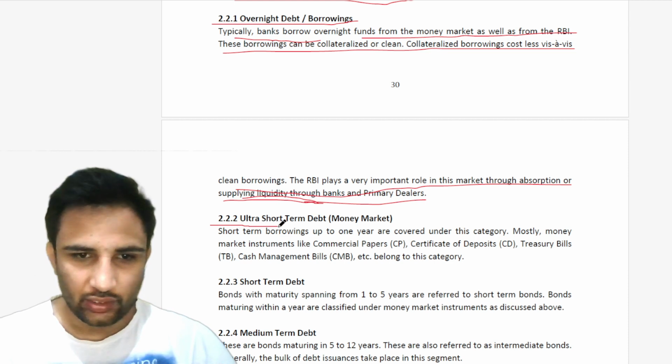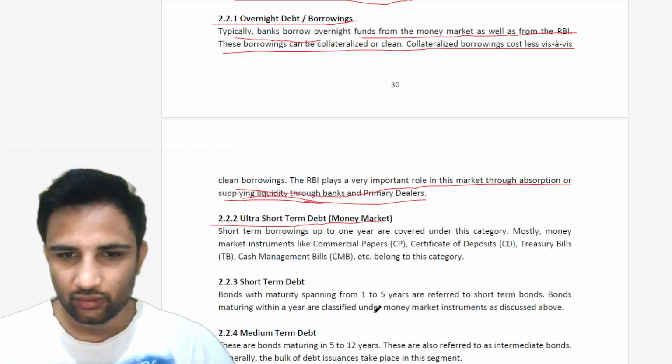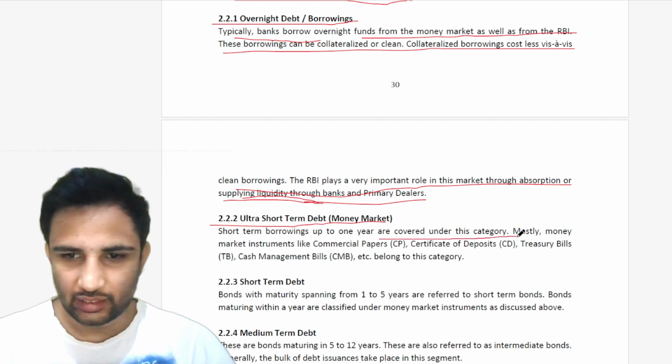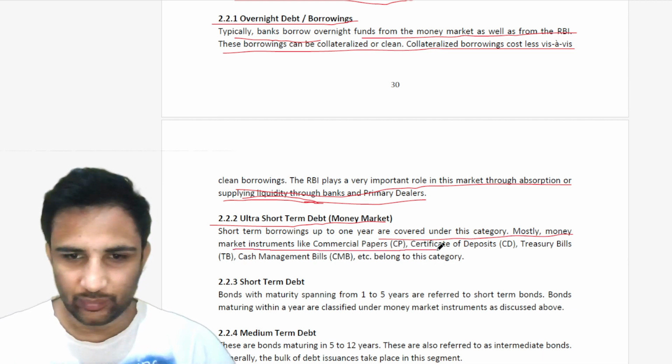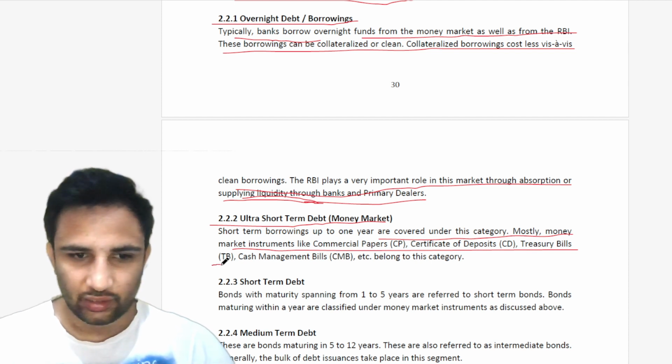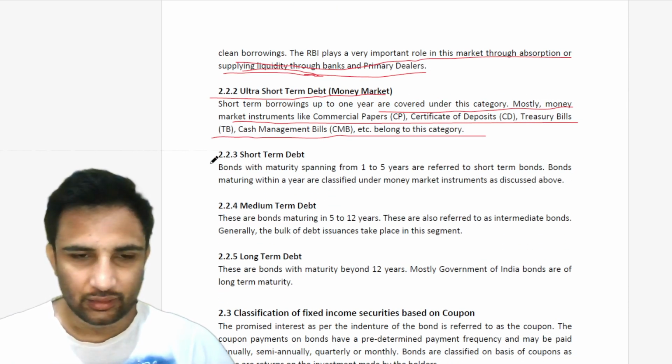Chapter 2.2.2 Ultra short-term debt, that is, money market. Short-term borrowings up to 1 year are covered under this category. Mostly money market instruments like commercial papers (CP), certificates of deposit (CD), treasury bills (TB), cash management bills (CMB), etc. belong to this category.